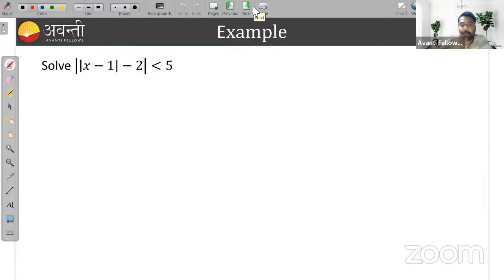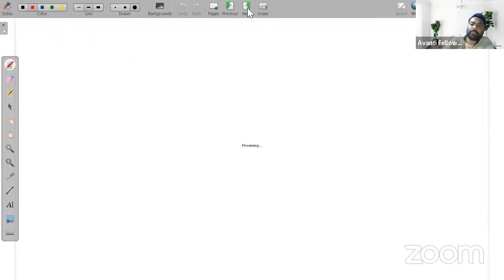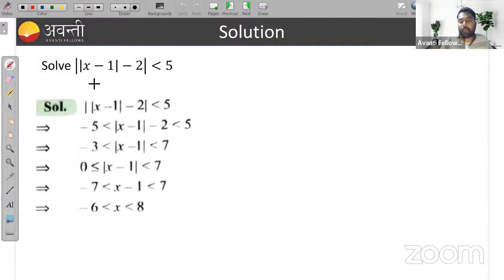You have an example, try to solve it. If you try to solve it, what will be your answer? Try it with me also. Let's see the solution. What is the solution? Mod of x minus 1 minus 2 is less than 5.